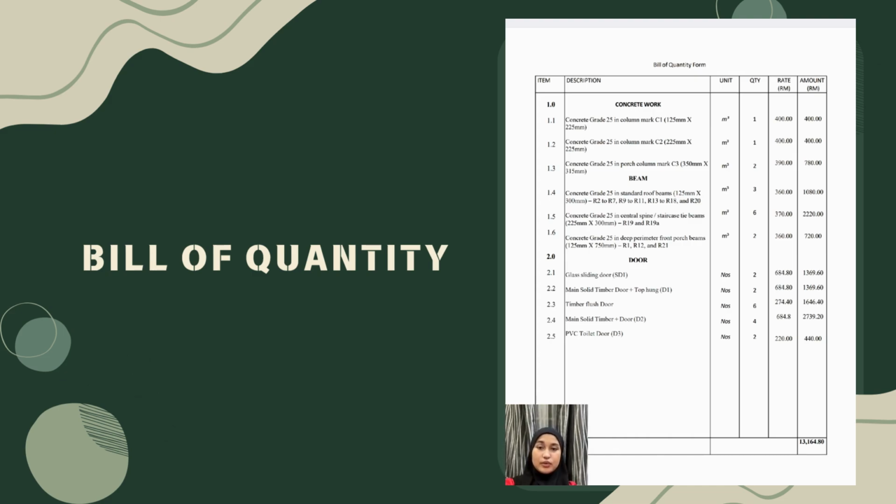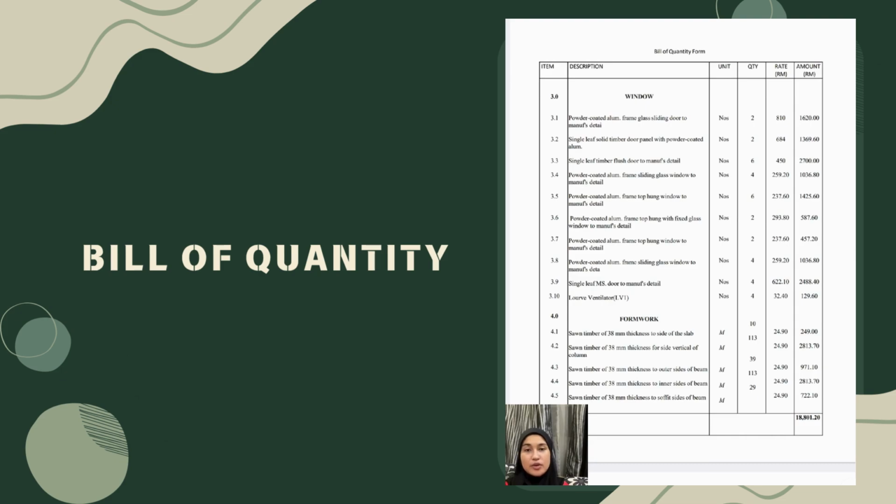Starting with concrete work, grade 25 concrete is specified for columns C1, C2 and C3, as well as for structural beam including the standard roof beam, central spine and front porch beams. The total cost for the concrete work amount to RM5,700. Moving on to doors, this section covers the supply and installation of glass sliding doors, main solid timber door with top hung frames, standard timber flush doors, and PVC toilet doors. The cumulative cost for all door installation is 7,464 ringgit 80 cents.